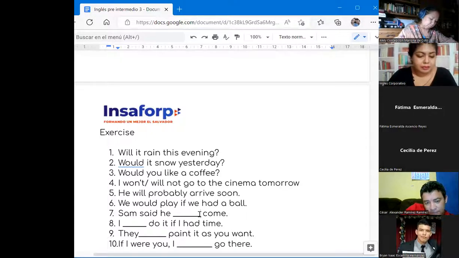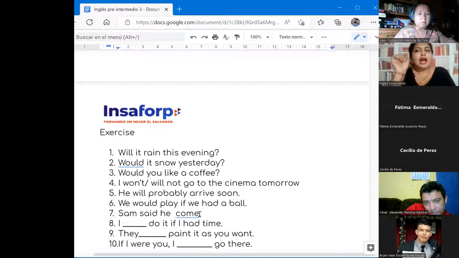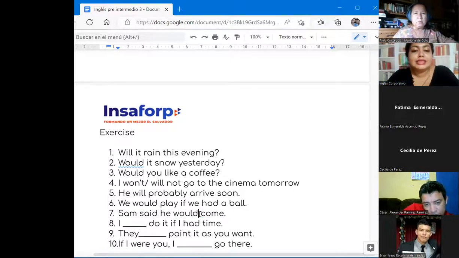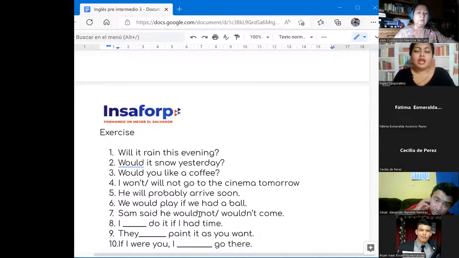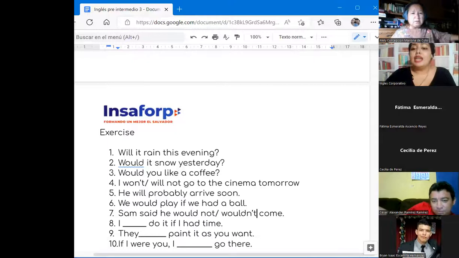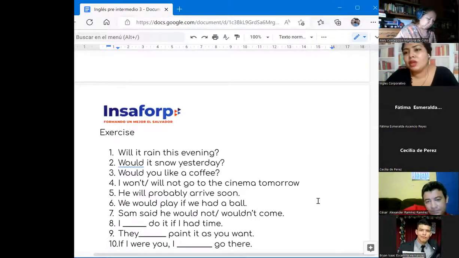Then we have number seven. Sam said he come. In this case, it is past, but how can we make that answer in negative in past? Would not. Or we can say wouldn't. It's a contraction of would not. Es más corta, pero solo le quita una palabra y es igual de larga. But in this case, it's the contraction of would not.